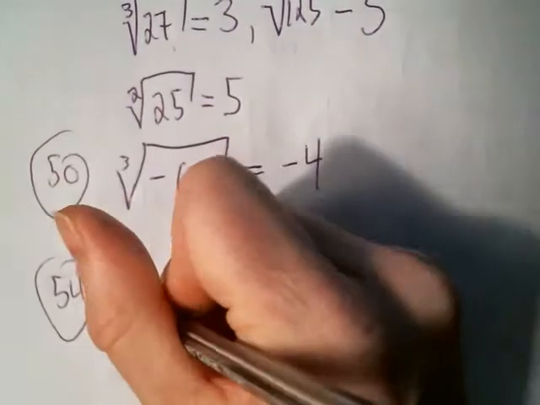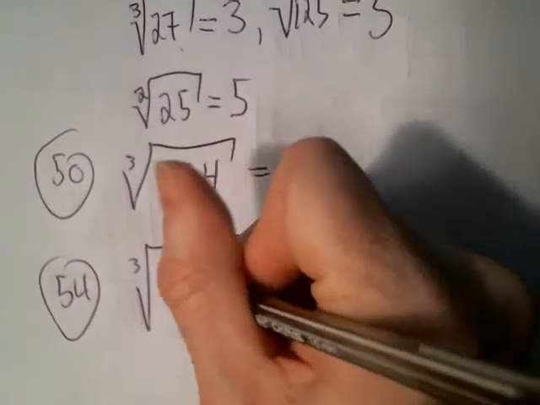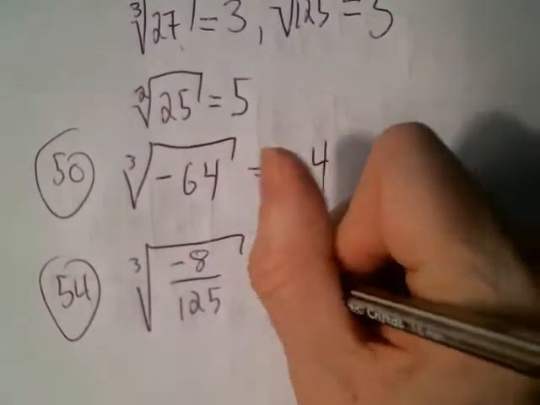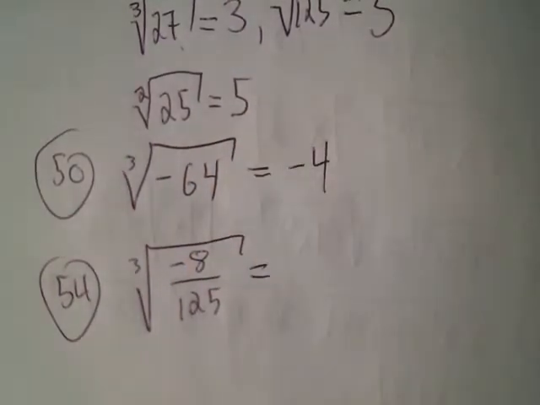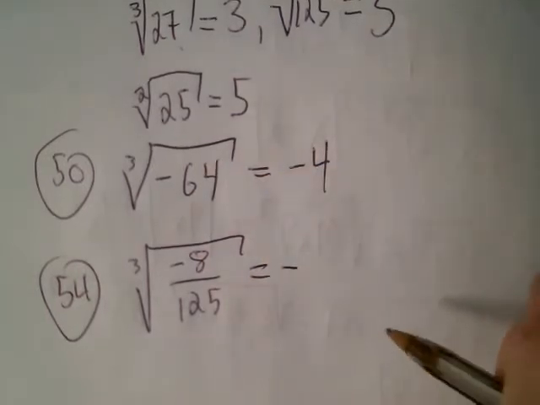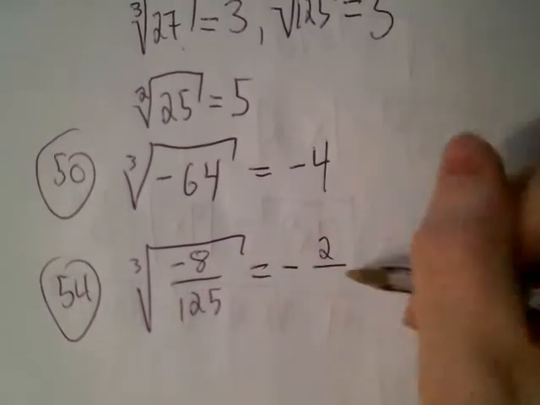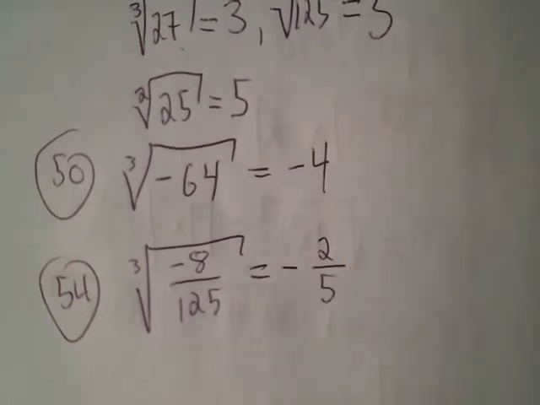Let's look at one more, the cube root of a fraction here. Negative 8 over 125. If you cube a negative, you're going to get a negative result. Okay. And then what times what times what is 8? That's 2. What times what times what is 125? That's 5. And there's our answer.